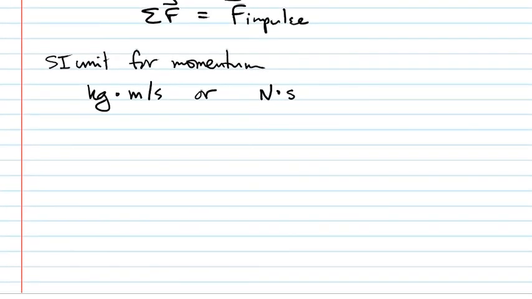So either one would work for momentum, and it's kind of sad. I feel sorry for momentum. Although it is an extremely important quantity, it doesn't get its own specially named SI unit. And then there will be an impulse problem or two posted out in the videos, and you can take a look at those.